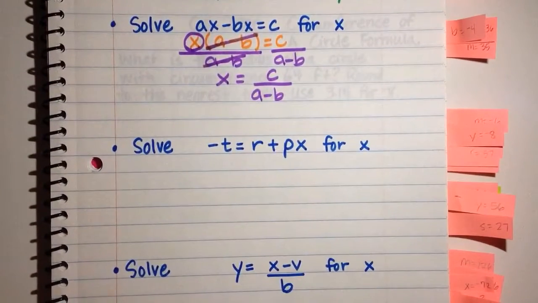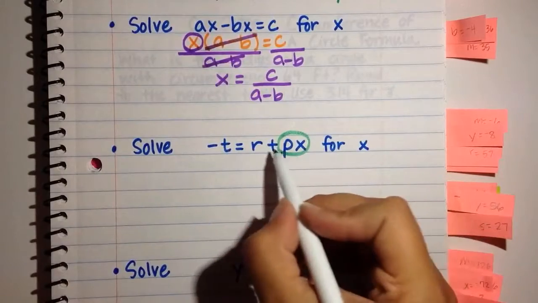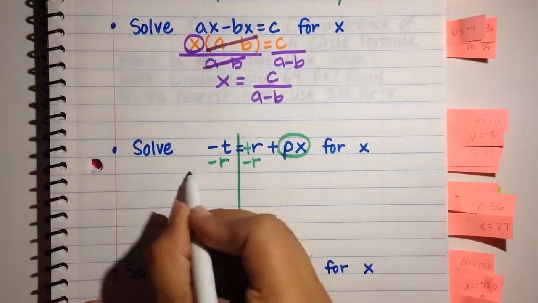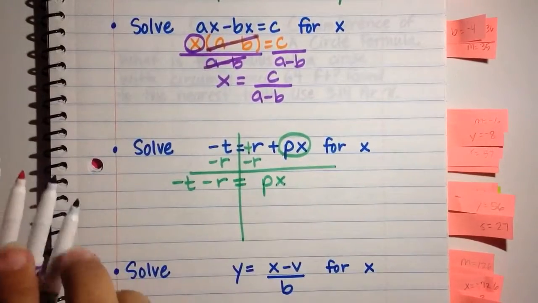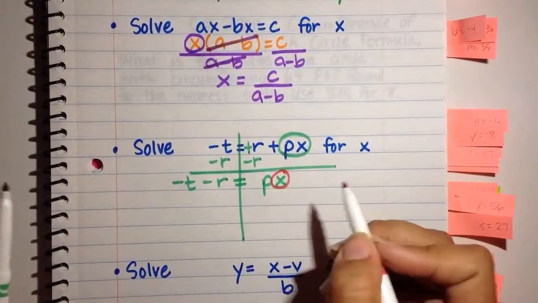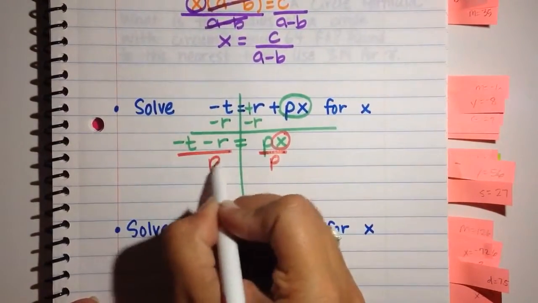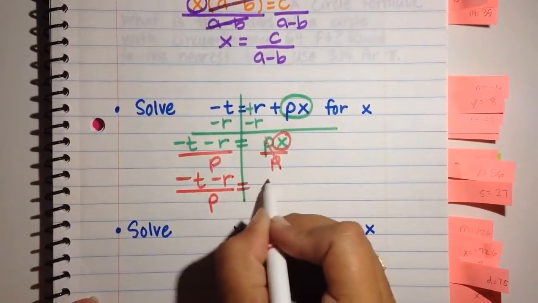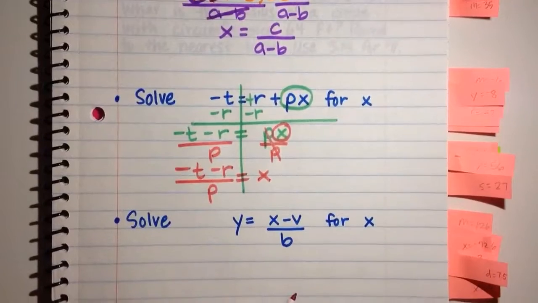Solve negative t is equal to r plus px for x. First of all, I'm going to find the term that contains x. It's being added to a positive r, so we're going to subtract r from both sides. So that's negative t minus r is equal to px. Now, what's happening to x? It's being multiplied by p, so I'm going to divide both sides by p. That leaves negative t minus r divided by p is equal to x. And once I get x by itself, I'm finished with that problem.